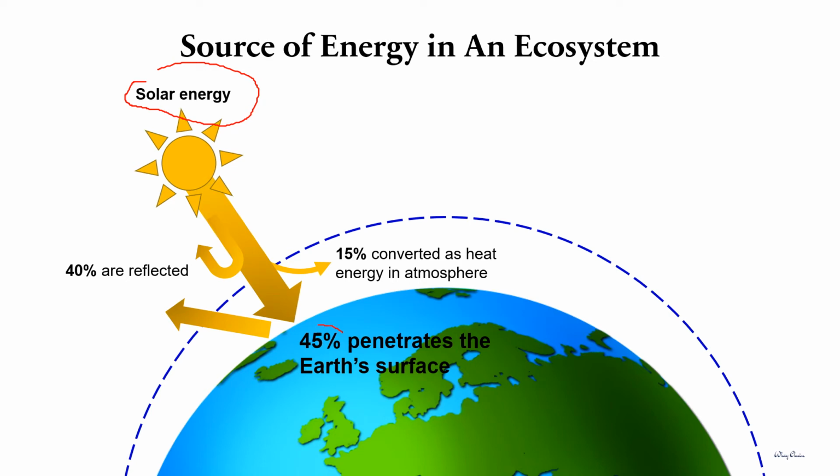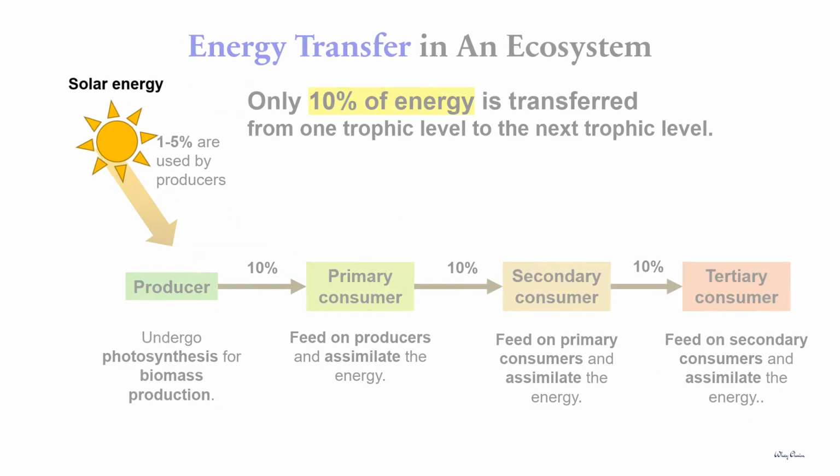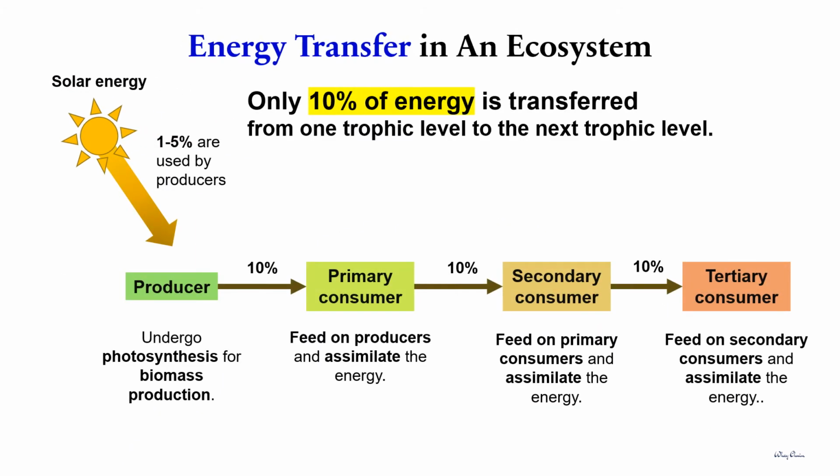And what happens to this 45%? Let's look at what happens to this percentage. Of the 45% of solar energy that reaches the Earth's surface, only 1 to 5% is able to be used by the producers. The energy is absorbed by plants, algae or autotrophs to undergo photosynthesis and produce organic molecules in the body of the organisms. So this is for biomass production.